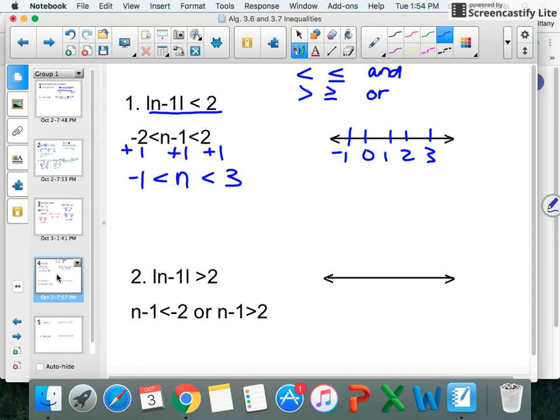So remember, read from left to right. So n is greater than negative 1, so we're going to put an open circle on negative 1, and greater than goes to the right. And then when we get to 3, we have an open circle, and it says n is less than 3, so we go to the left. So then all of these solutions here will satisfy that equation.